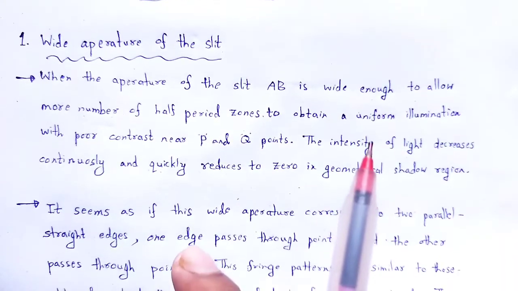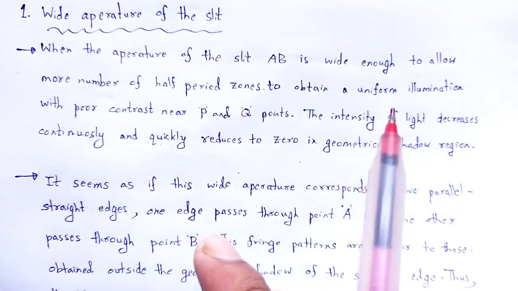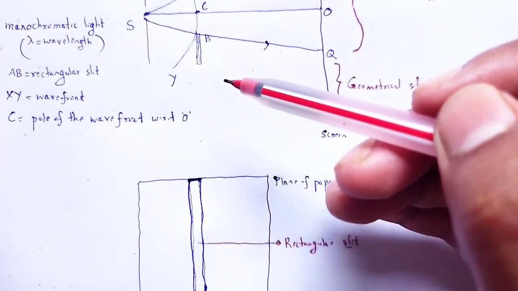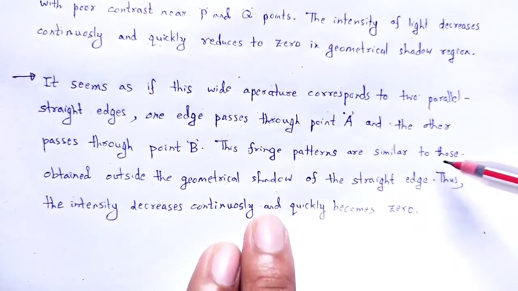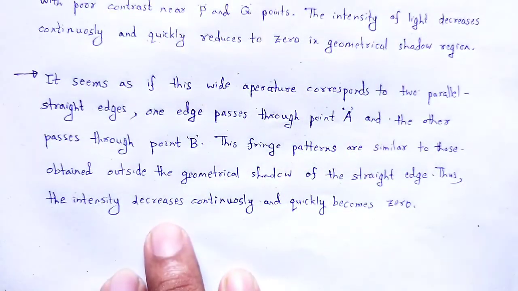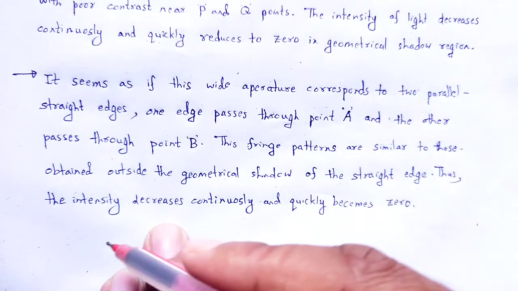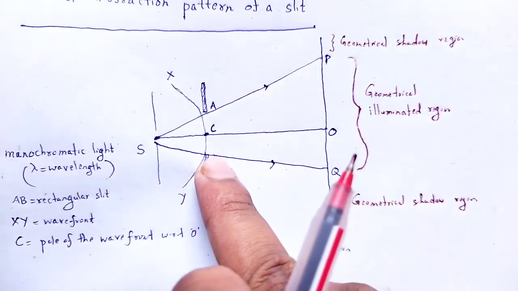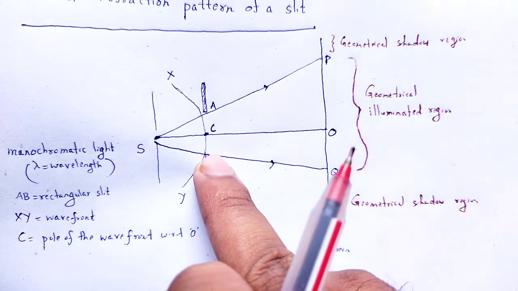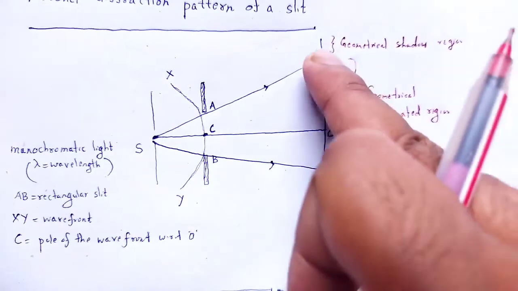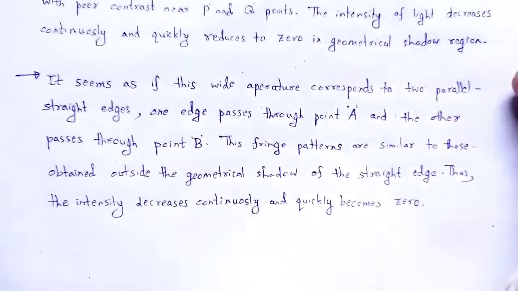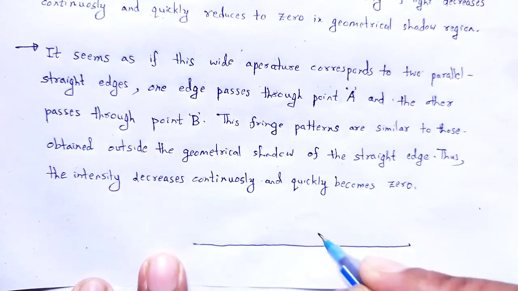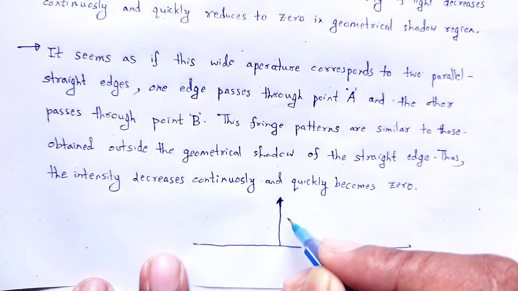It seems as if this wide aperture corresponds to parallel straight edges, one edge passing through point A and the other passing through point B, and the fringe patterns are similar to those obtained outside the geometrical shadow of a straight edge. Thus, the intensity decreases continuously and quickly becomes zero. This part acts as a straight edge, and this portion also acts as a straight edge. As we studied the diffraction pattern in case of a straight edge, at points P and Q we obtain a diffraction pattern. What type of intensity do we obtain here? So let us draw the graph. On the axis, let us take intensity.